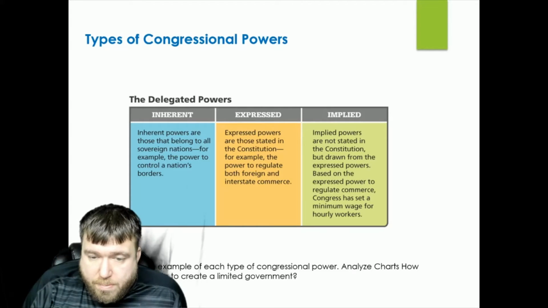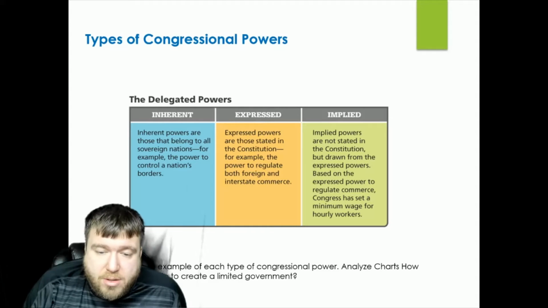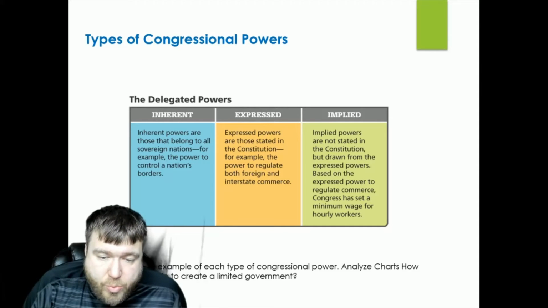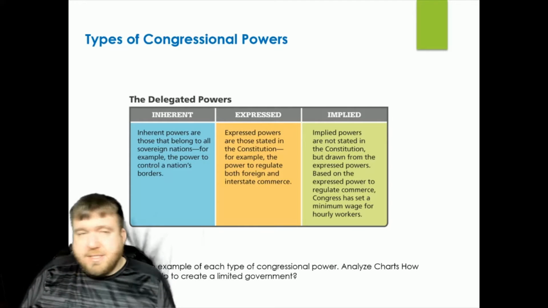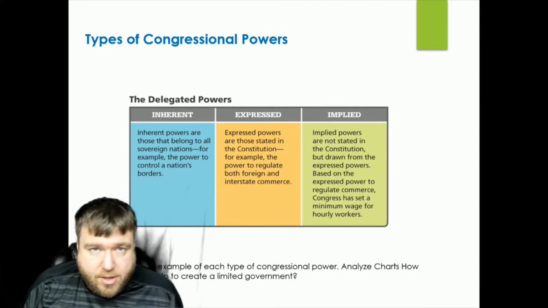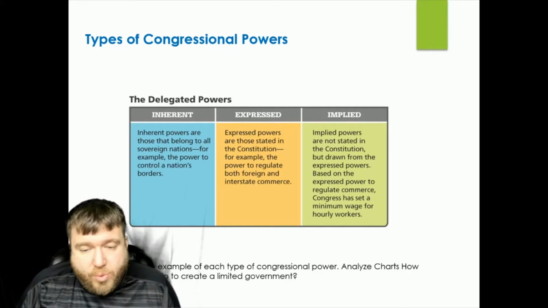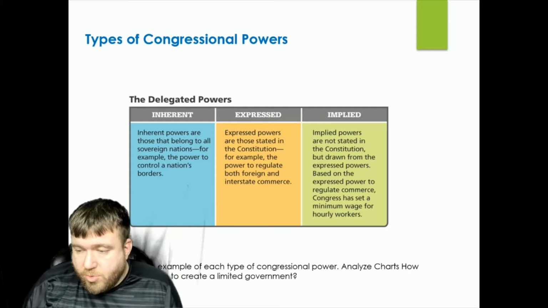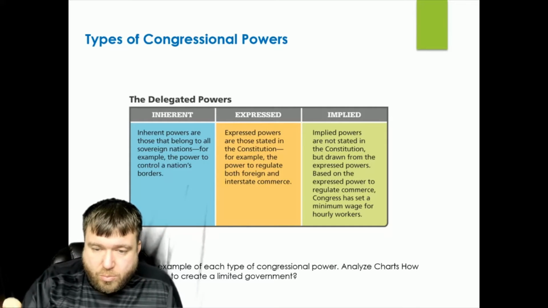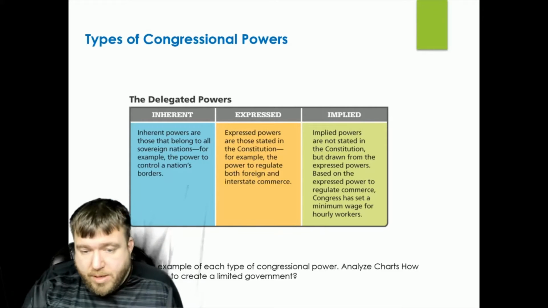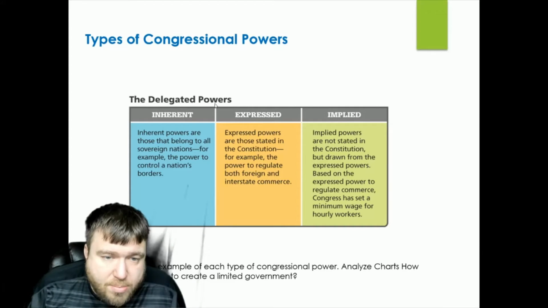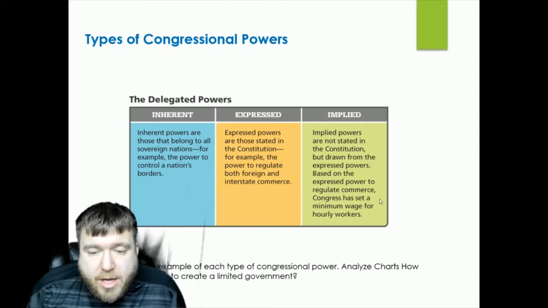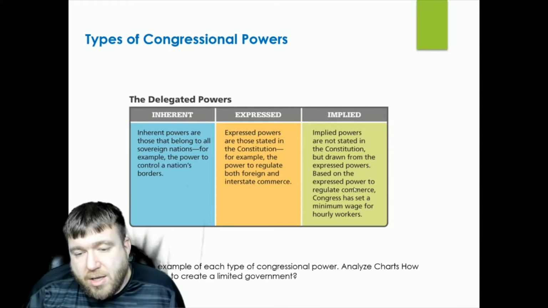For an example, based on the expressed power to regulate commerce, Congress has set a minimum wage for hourly workers. So, while it doesn't say in the Constitution that Congress has the power to set the minimum wage, they can regulate commerce, and you can sort of deduce from regulating commerce that they can set a minimum wage. It's not an express power, but it's implied because it has this power to regulate commerce.